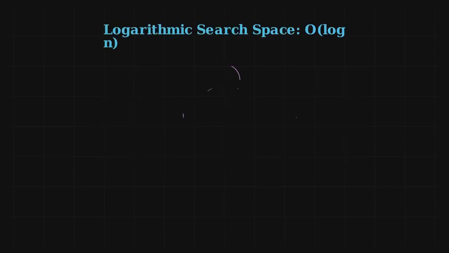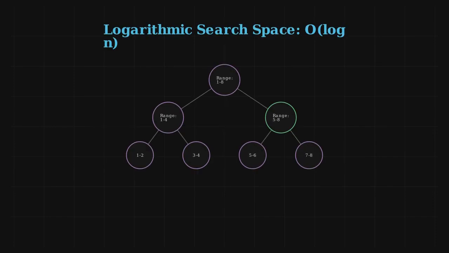In a binary search, we divide the search space in half with each iteration. Instead of scaling linearly, the operations grow logarithmically, making it incredibly fast.